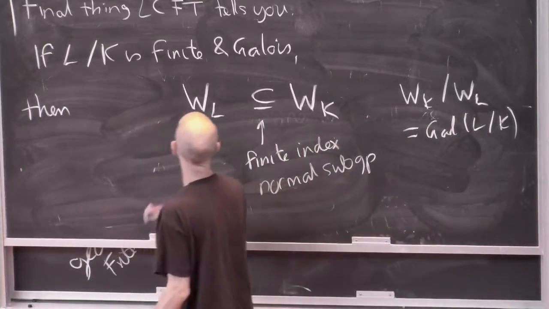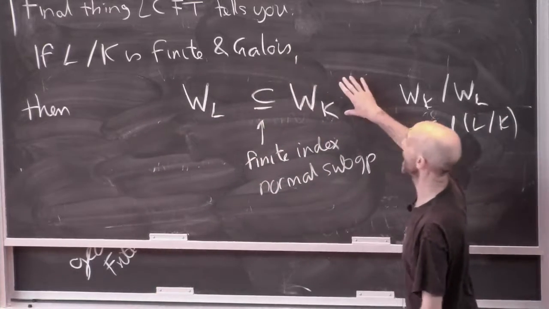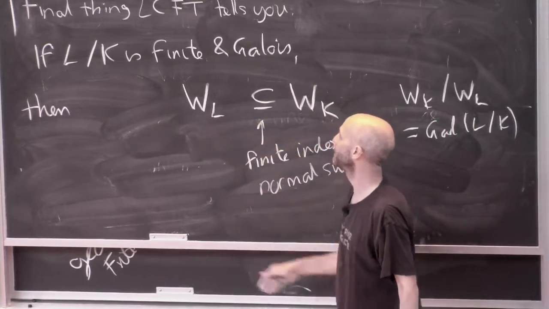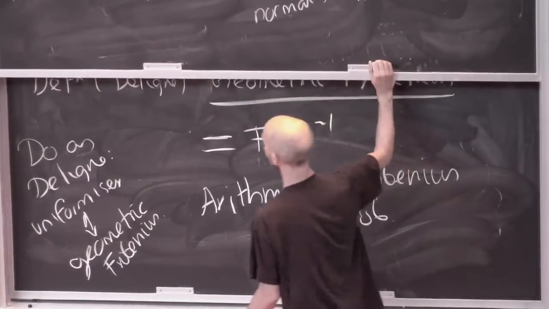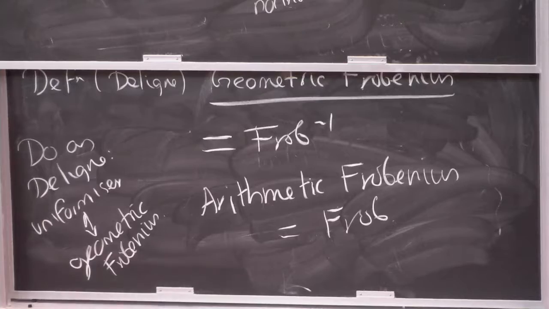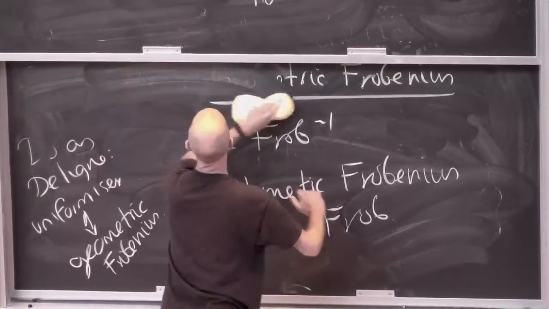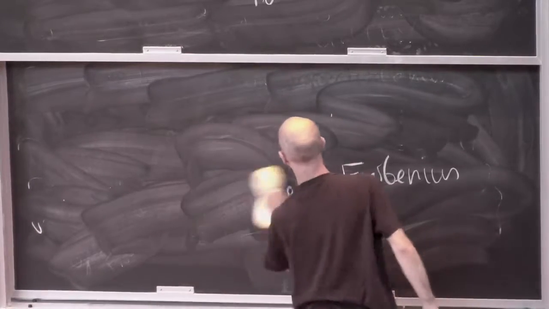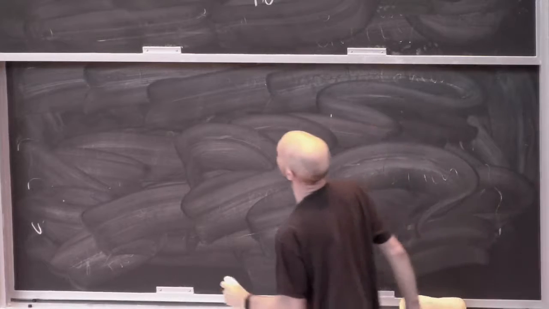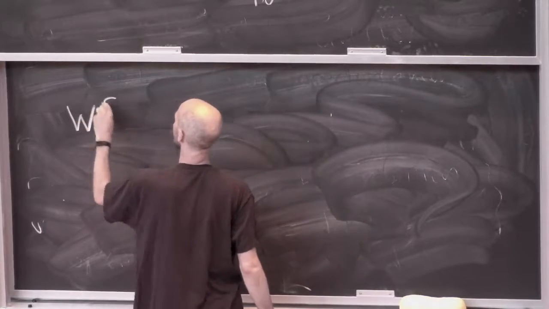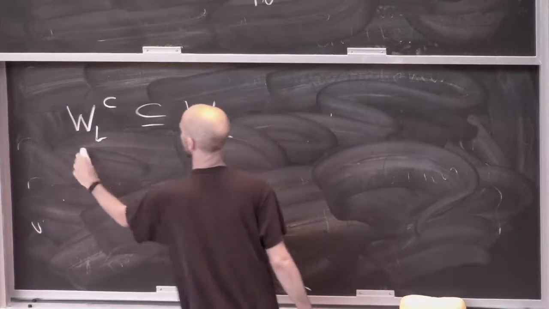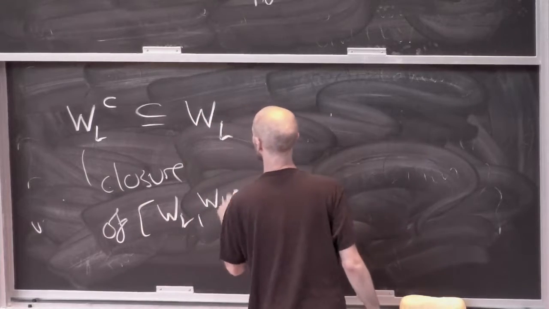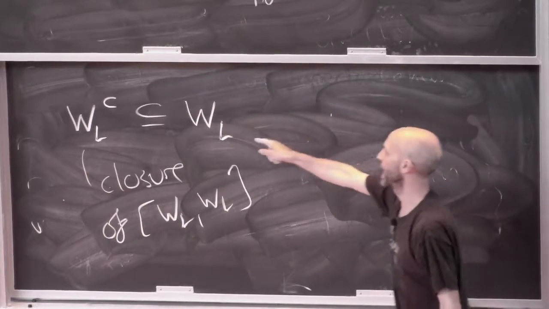But class field theory is telling you about the abelianization. I'm interested in K, but class field theory, because it works for all K, tells you something about L as well. It tells you about the abelianization of W_L. So let's look at the commutator subgroup of W_L. We've got W_L^c living in W_L. Remember, this is the closure of the commutator subgroup. That's the thing that we're going to quotient out by to get W_L^ab.